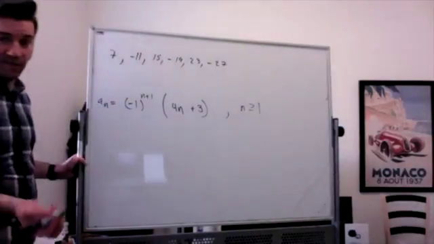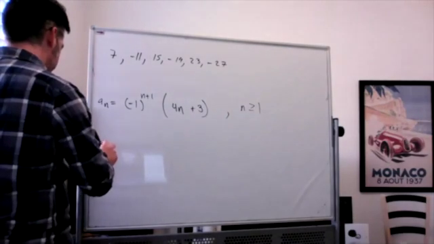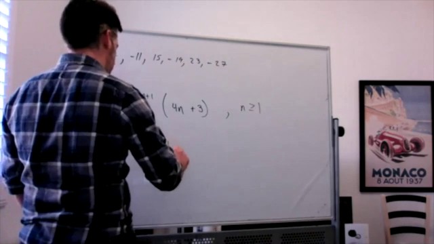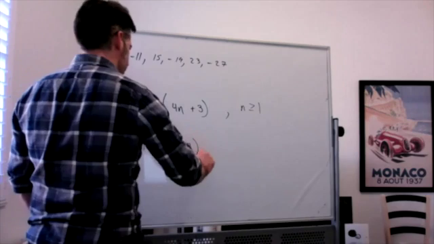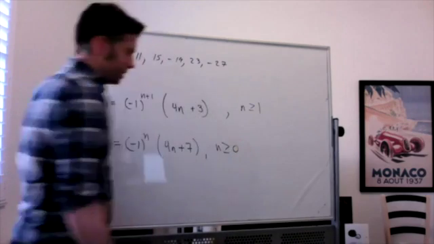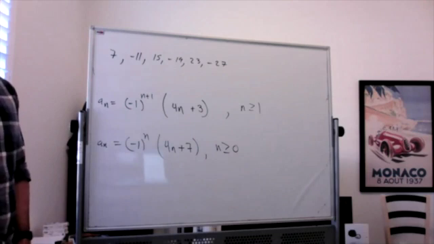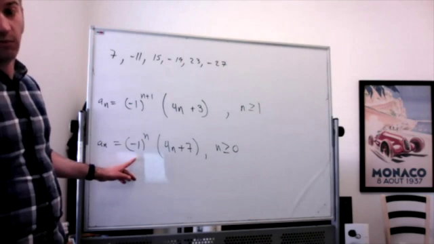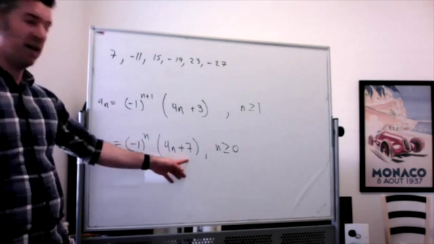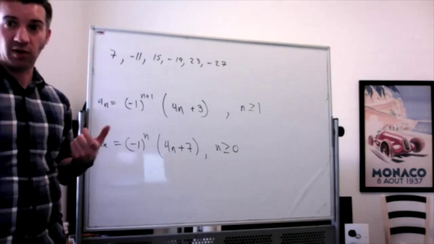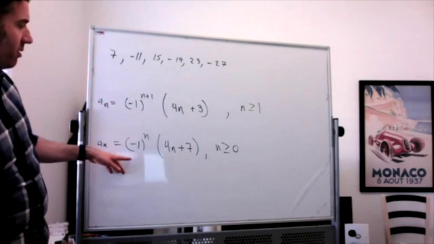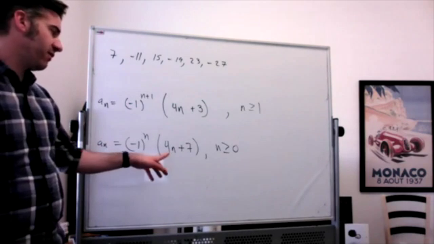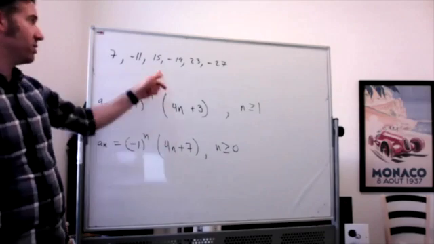An equivalent but different answer would be to write a sub n equals negative 1 to the n, times 4n plus 7, starting at 0. That would be equally good. If I plug in 0, it starts off positive because negative 1 to the 0 is positive 1. And then 4 times 0 plus 7, it starts with 7. I usually just check my first term because then I know the other part's right. But then the next term, I have n equals 1 now. I get negative 1 to the 1, which is negative 1, times 4 plus 7, which is 11. So I get negative 11, which is my second term.